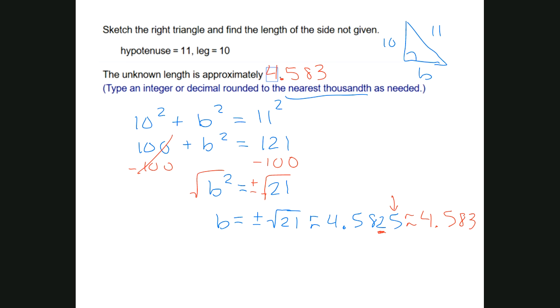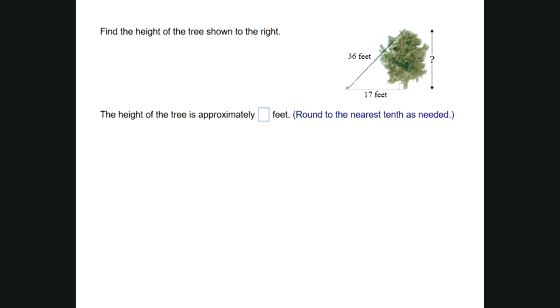All right, so this is a mini application, a little more on the real life scenario. Our next slide is about a tree. Find the height of the tree shown to the right. So when you take a look at this tree, notice in the bottom right hand side by the trunk of the tree, there's a little square there indicating that we have a 90-degree angle. So we're looking for the height of the tree.